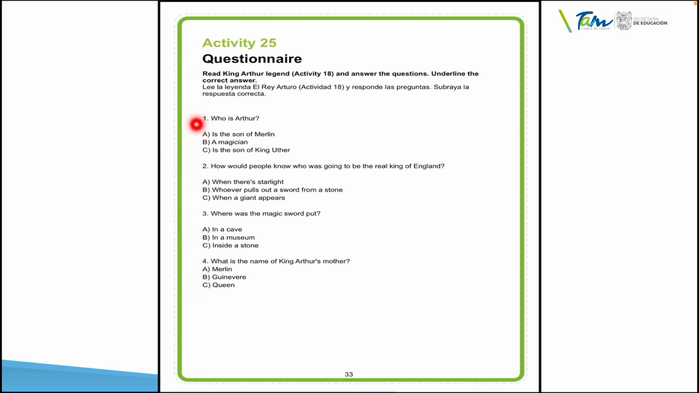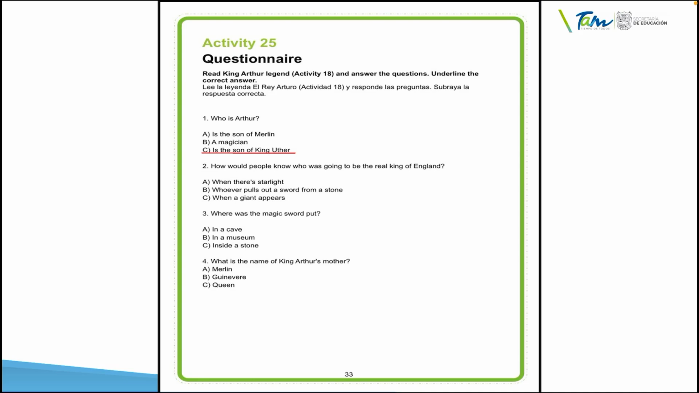Okay, the first one. Who is Arthur? Is the son of Merlin? A magician? Is the son of King Uther? ¿Quién es Arturo? ¿Es el hijo de Merlin? Is a magician? ¿Es un mago? Is the son of King Uther? ¿Es el hijo del rey Uther? Who is Arthur? Okay, Arthur is the son of King Uther.